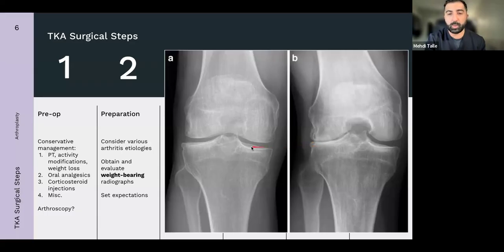Here you can see a comparison between a non-weight-bearing and a weight-bearing image. Granted, this one seems a bit more flexed, almost like a Rosenberg view, but there are significant differences between weight-bearing and non-weight-bearing views. So you just want to be mindful of that.